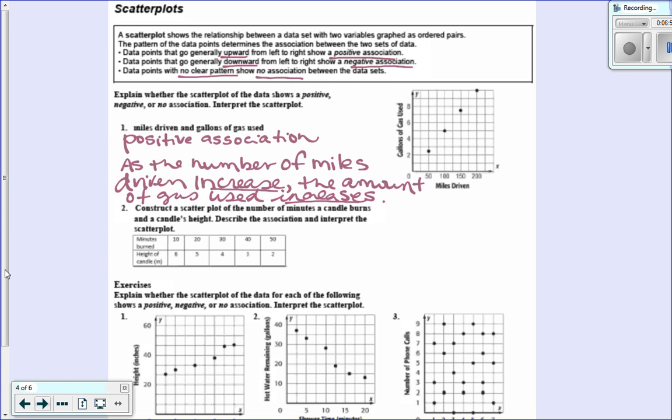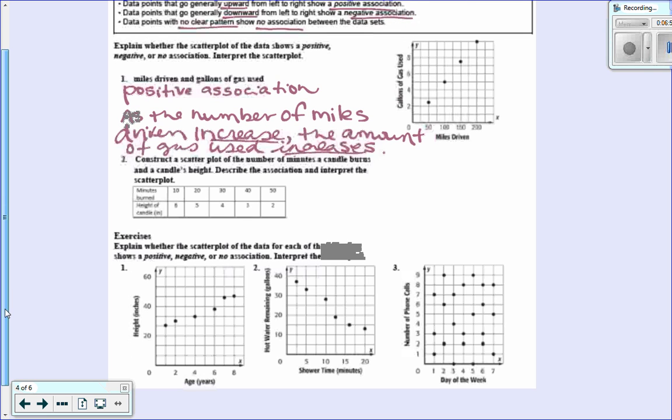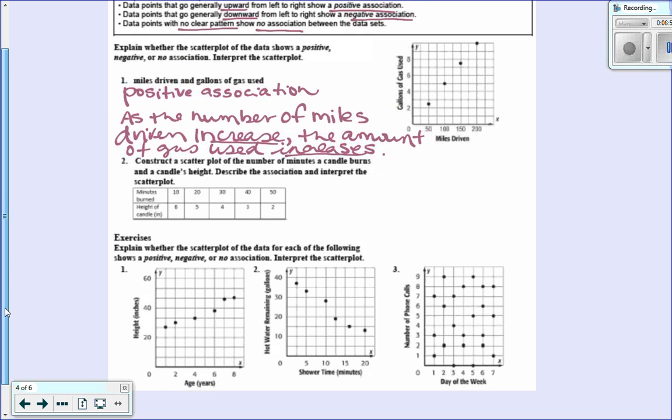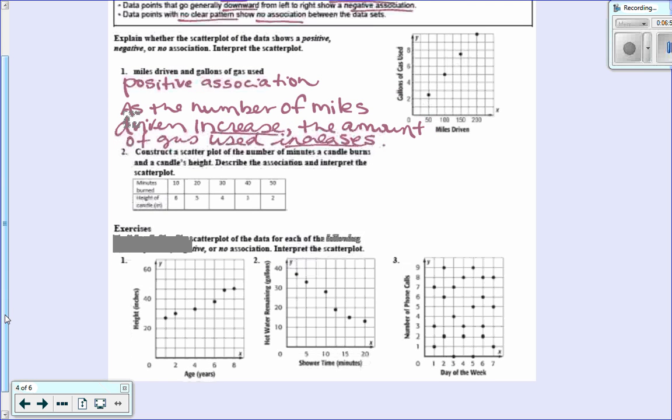Alright, so number 2, we're going to construct a scatter plot. I think in your homework you have to construct one. We won't actually test you or quiz you on that. So we're going to construct a scatter plot of the number of minutes a candle burns and a candle's height. And then we're going to describe that association and then interpret what that means. So let's just do a quick little sketch here.